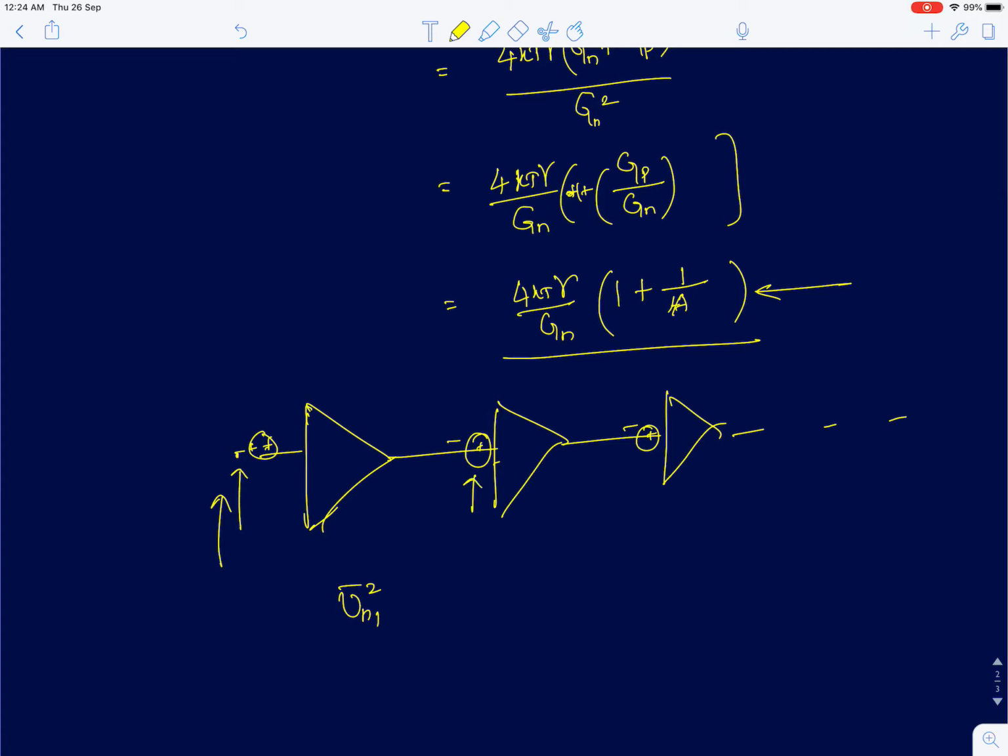Now if I call this stage 1, this stage 2, stage 3 and so on till n stages, the second stage noise I'm going to call Vn2 square.